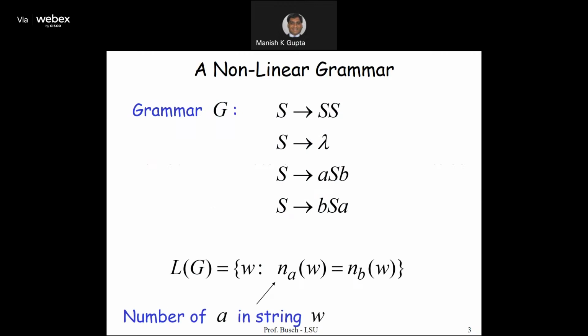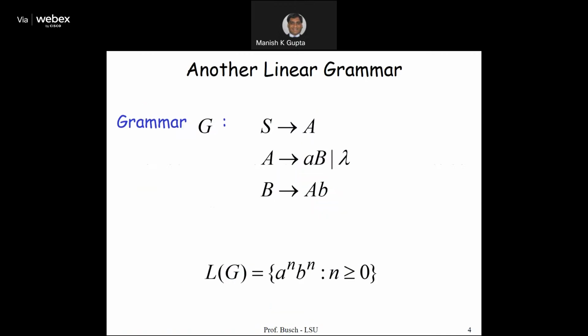This is an example of a non-linear grammar. There are two variables on the right, SS. This is a non-linear grammar, okay? Here is another linear grammar. You see that on the right-hand side there is only one variable, either A or B.